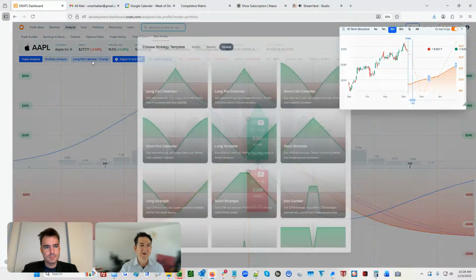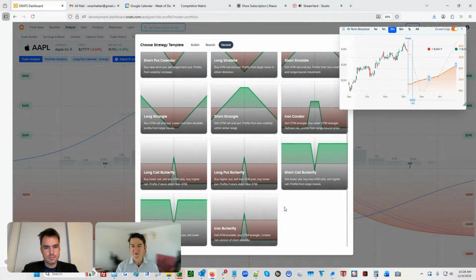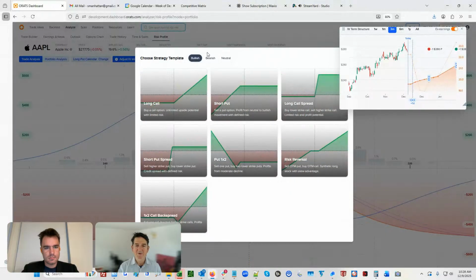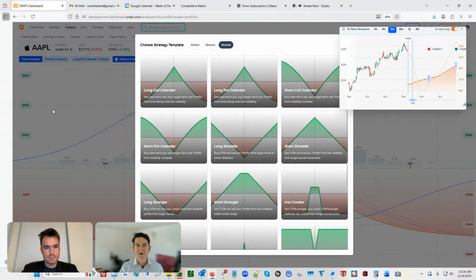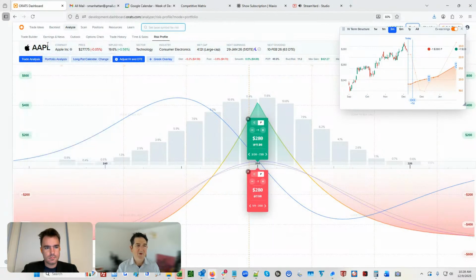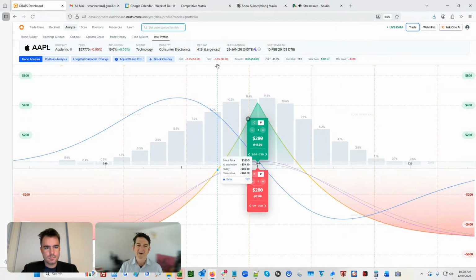And then being able to bring up a lot of different templates, bullish or bearish or neutral, and being able to see those really quickly. Type in different stocks, and it's just a very powerful tool. We look forward to people starting to use it and giving us feedback. I mean, it's for you guys. So let us know how you like it.